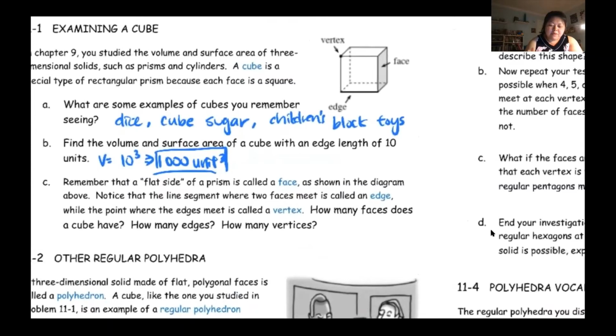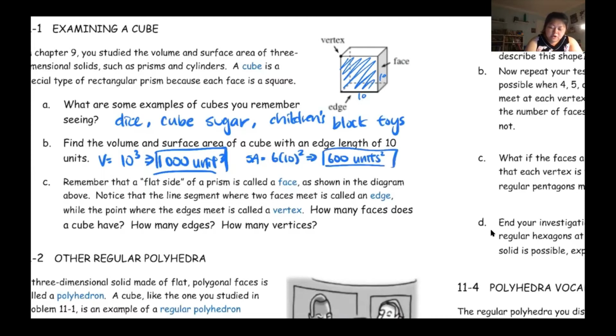Let me zoom in a little bit. Now, surface area, if you look at this cube, there are 6 squares. So you would really take each of the squares and go 10 by 10, and there's 6 of them. So surface area of a cube is 6 times 10 squared, which gives me 600 square units.